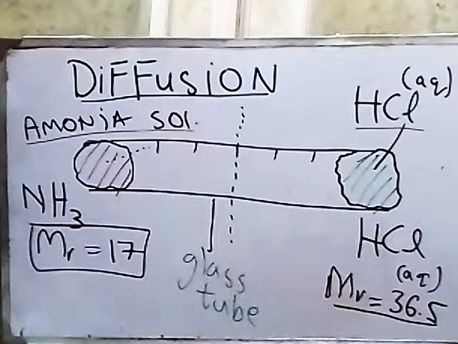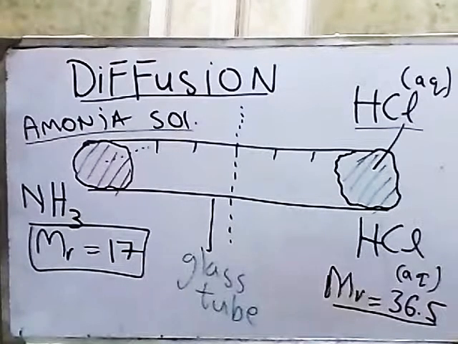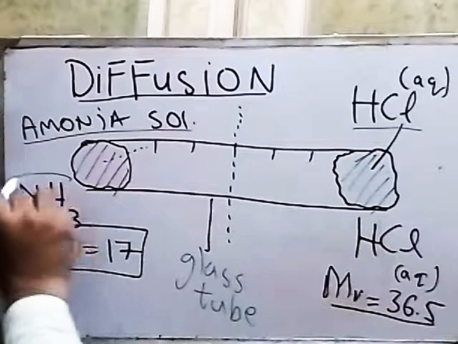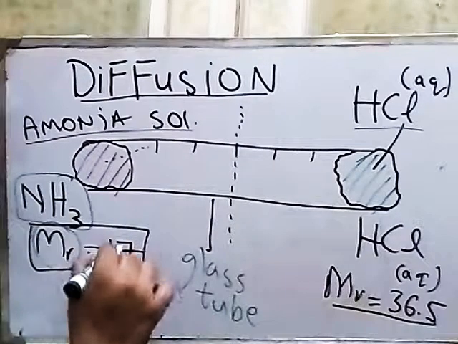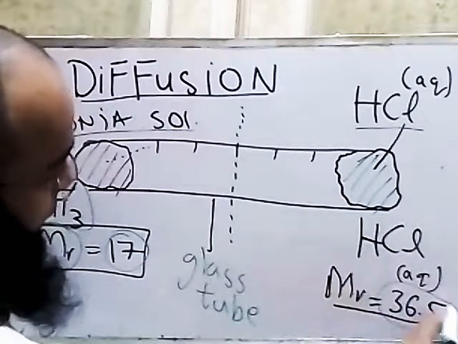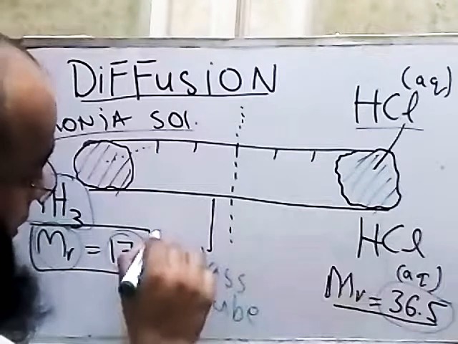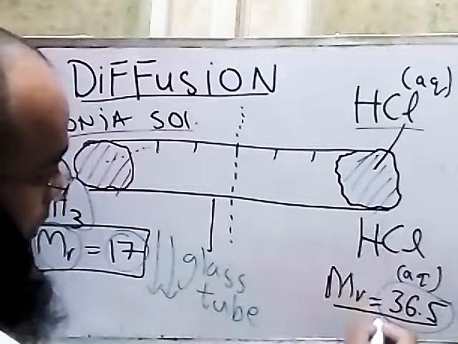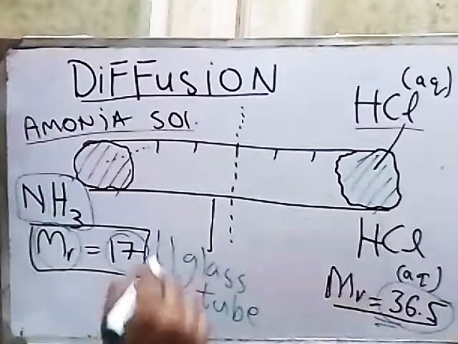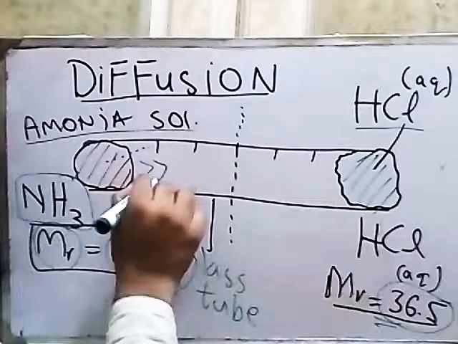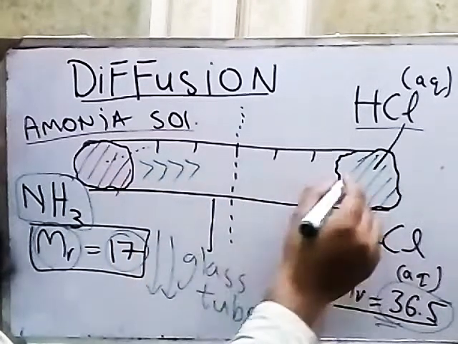Now if you look at the relative molecular mass of these two, the Mr, relative molecular mass of ammonia, NH3, is 17 and the relative molecular mass of HCl is 36.5. So as the Mr of ammonia is far less than the Mr of HCl, the fumes of this side would travel at a much higher rate than the fumes from HCl.